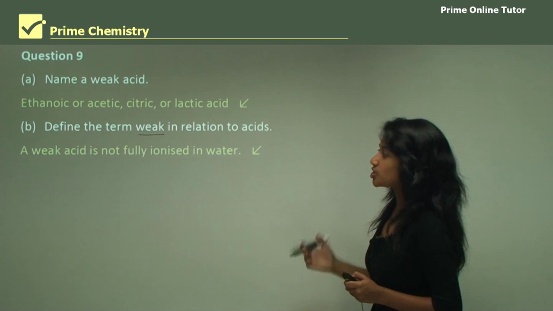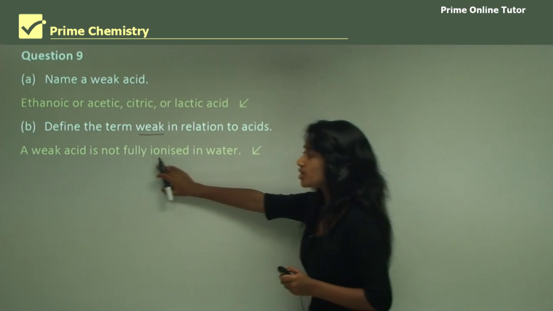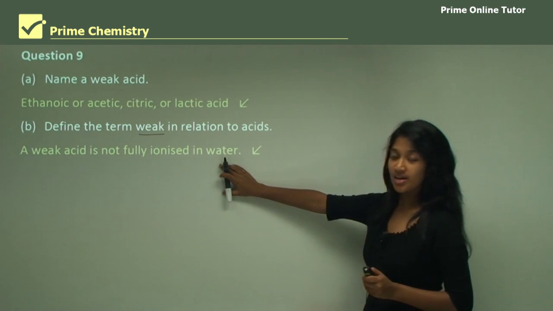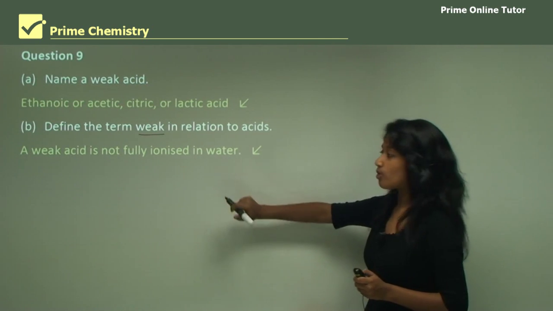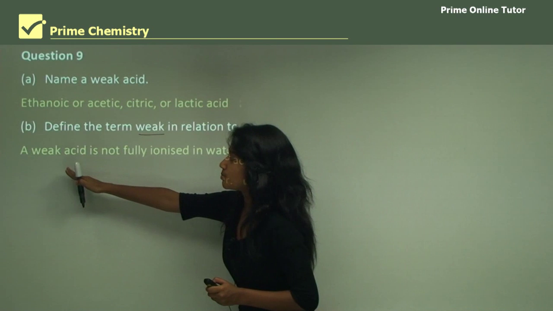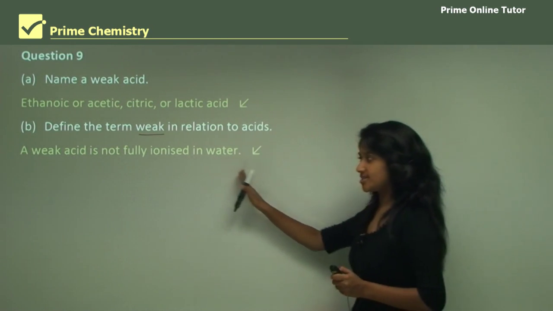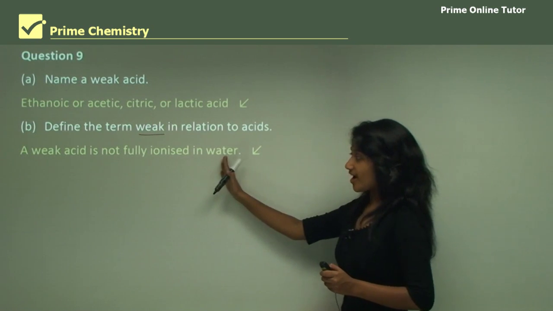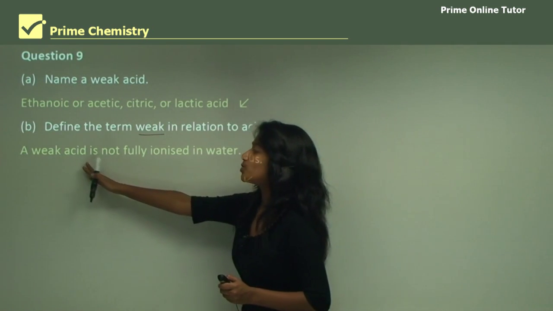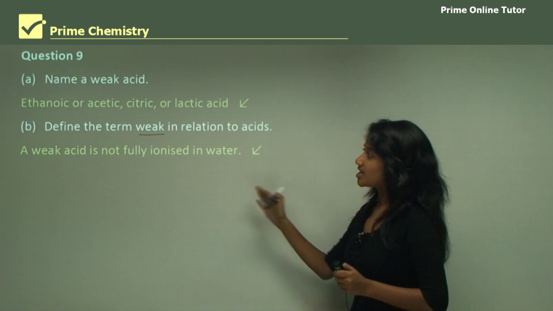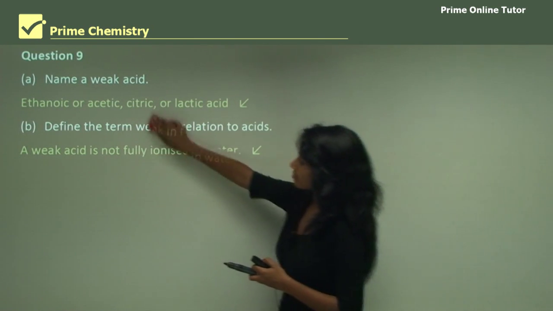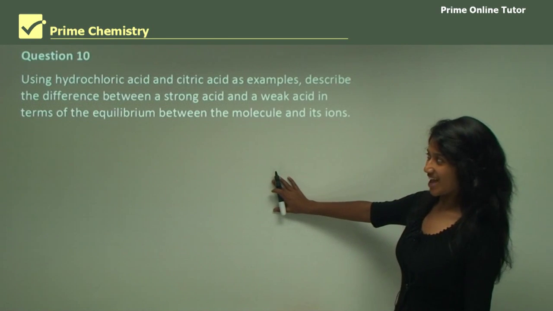So as a definition, you would have to provide a very simple, concise, yet very informative answer. So your answer should be concise but informative. So here it says a weak acid is not fully ionized in water. So you're going to define the strength as well as how weak acids are defined. So that's how you would approach this question, which is in 2 parts.